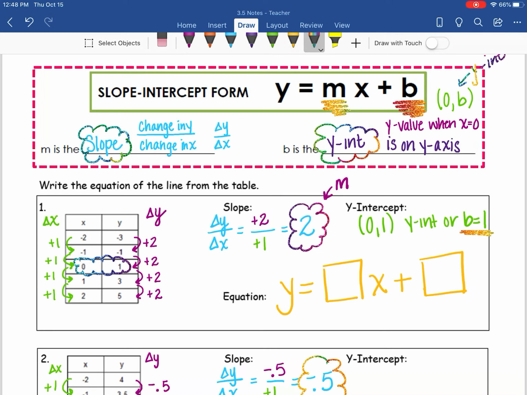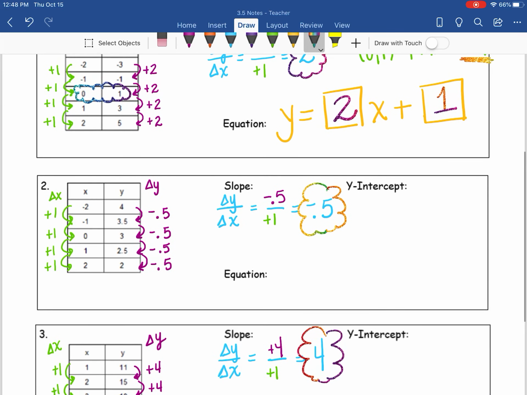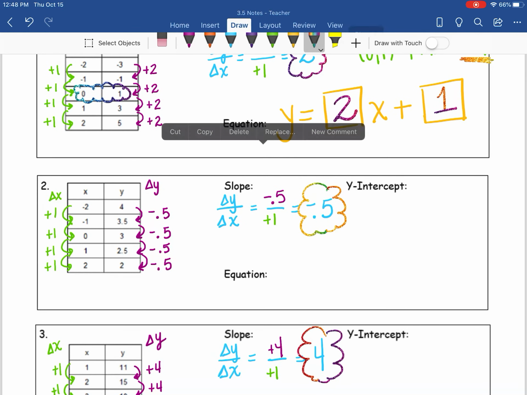Yesterday we calculated the slope, which is our m. So that goes in the m spot, our 2 that we calculated yesterday. Today, we found the y-intercept, and we found that the y-intercept was 1. So that goes in for b. So your equation for the line is y equals 2x plus 1. Let's take a look at number 2.